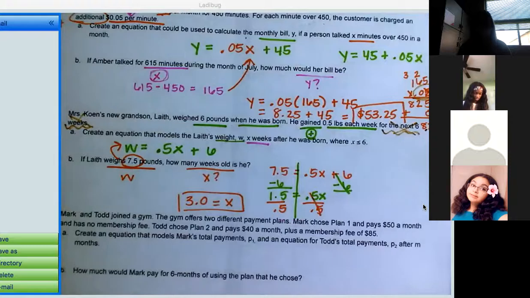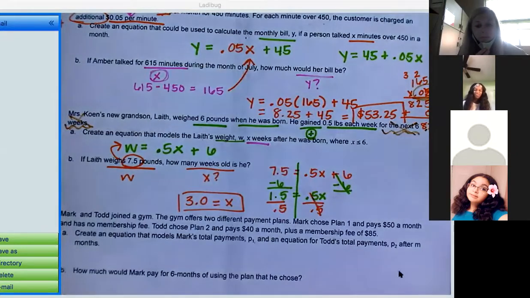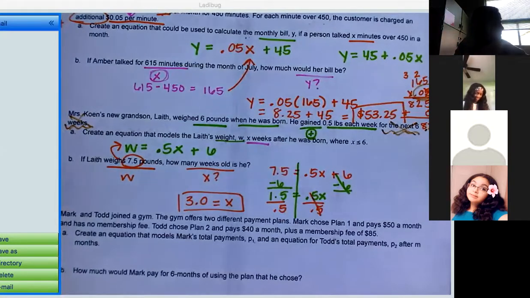What questions do we have about 1 and 2? None? All right. So for y'all on the screen, 3 and 4, homework. Does anybody need me to do 3 or 4?